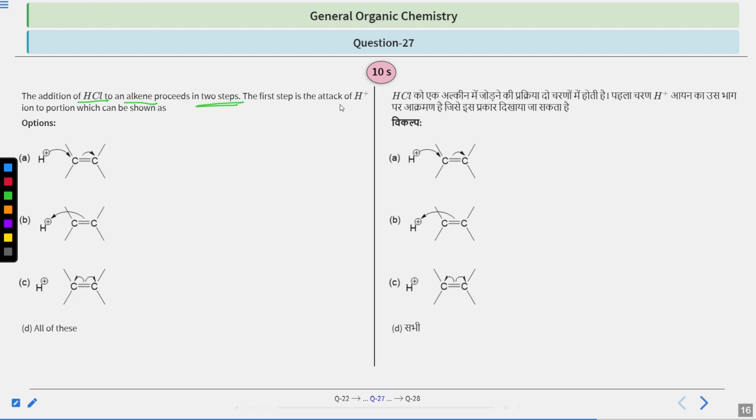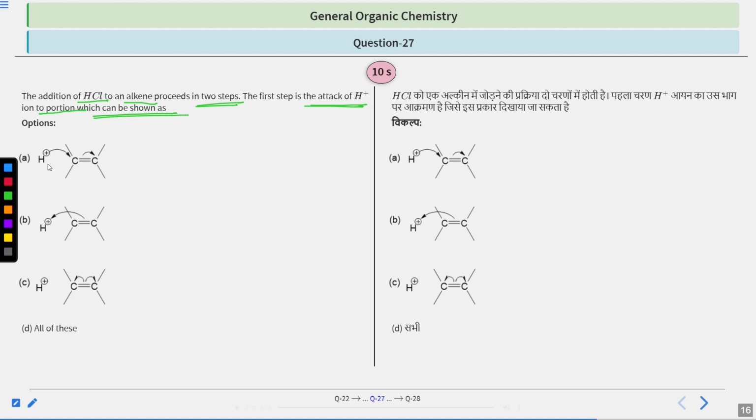The first step is the attack of H positive ion to a portion, which can be shown as. So this is the question: when we add HCl to the alkene, it will proceed in 2 steps. In the first step, the H positive ion attack will happen, but at which portion? We have given some images of the attacking of H positive to the different carbons present in the alkene. You have to select the correct process.